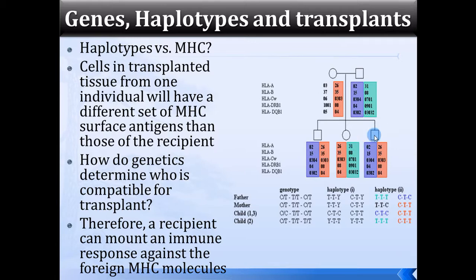So think about it. Who would be your ideal person to get a transplant from, if you could be any type of person out there? I'd be an identical twin. And I'd make sure that my identical twin was a very generous person. Because the identical twin's haplotype is going to be exactly identical.